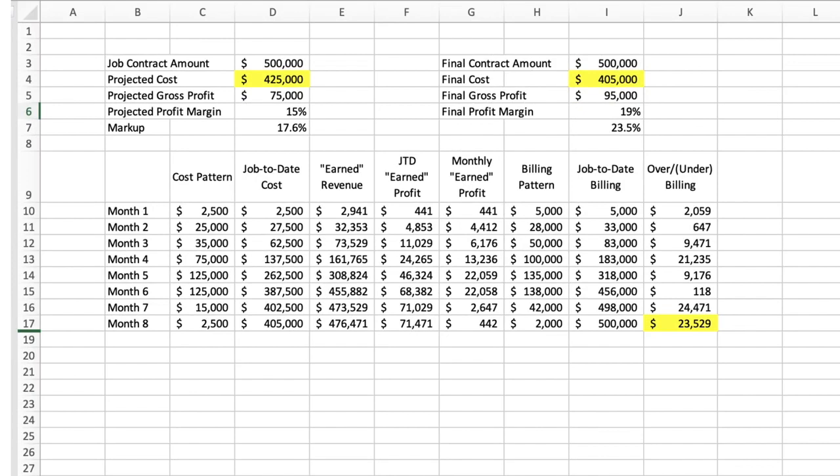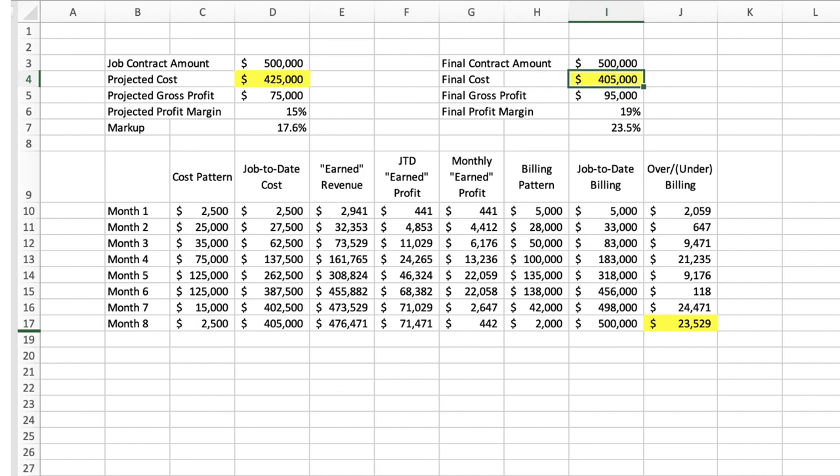Now let's look at a better scenario where your costs are going to be lower than budget. And in this scenario, it is a hard bid job, so you get to keep all of the savings. We start out with the same original projections as before, where the contract amount is $500,000, the projected cost was $425,000. But this time, as we get towards the end of the job, our final costs are actually only $405,000, so there's a $20,000 savings.